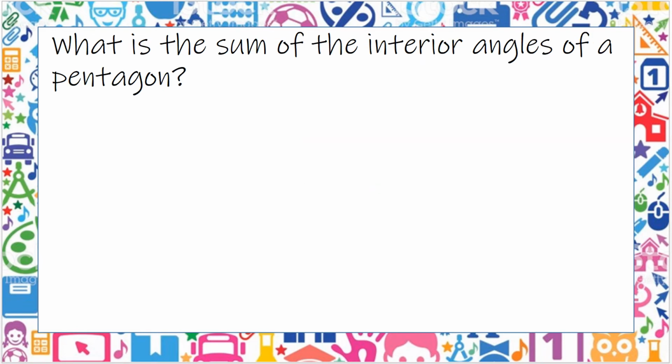What is the sum of the interior angles of a pentagon? So when you are looking at the number of sides of a pentagon, that is 5. So you're going to plug it into the formula for the sum of the interior angles, which is 180 times the difference of n minus 2.